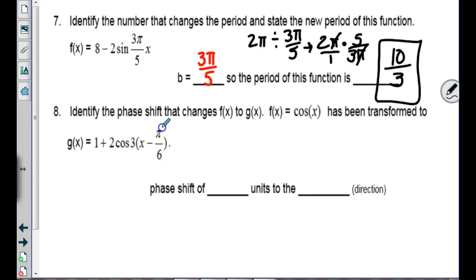Okay, identify the phase shift. So phase shift means left or right. It's in the parentheses as long as we're in factored form, and it's given in factored form on the quiz. So this is a shift of pi over 6 to the, be very careful, do you remember? Yes. Everybody good? None of us should get those wrong, right?